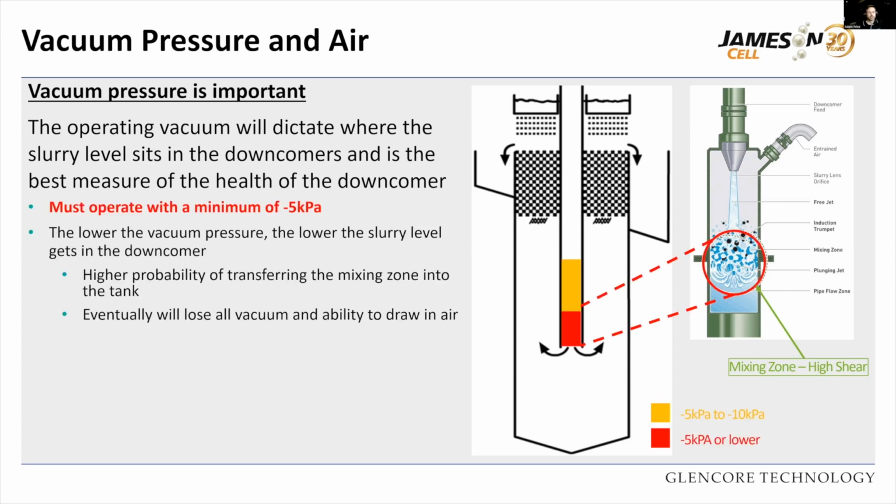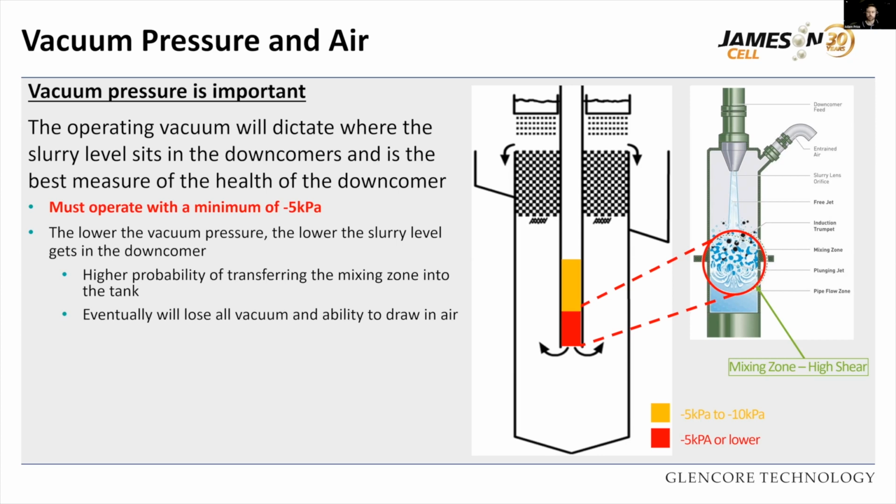So when it comes to operating, it's important to maintain what would be a minimum sort of vacuum. As a really good guide, we suggest that you need to run with at least 5 kPa of vacuum still in the system. Dropping any lower than this would result in the slurry level getting too low in the downcomer.